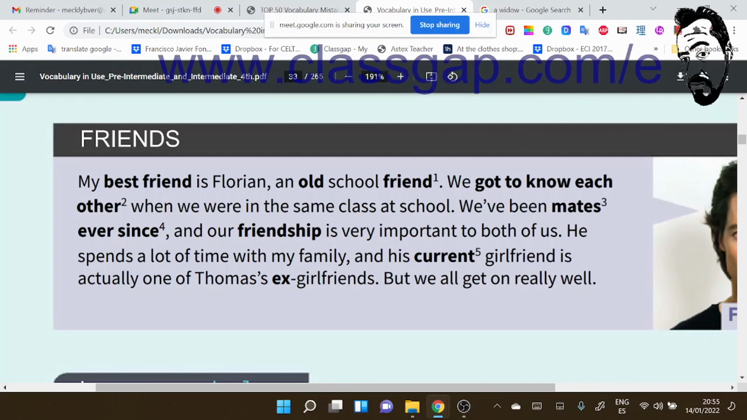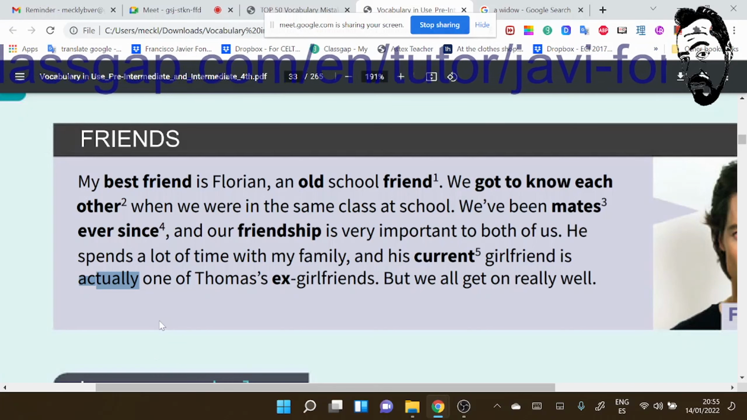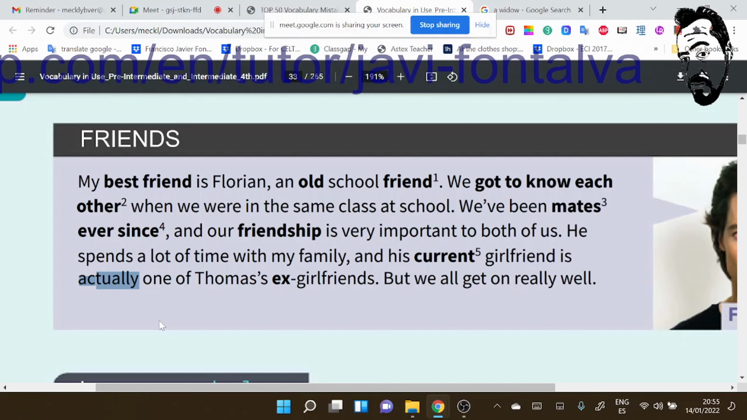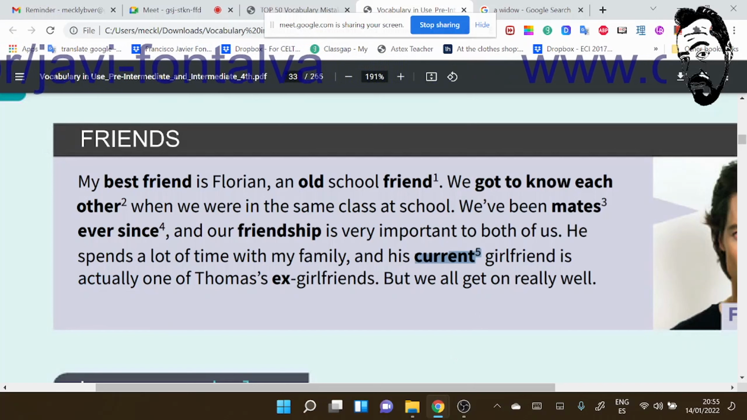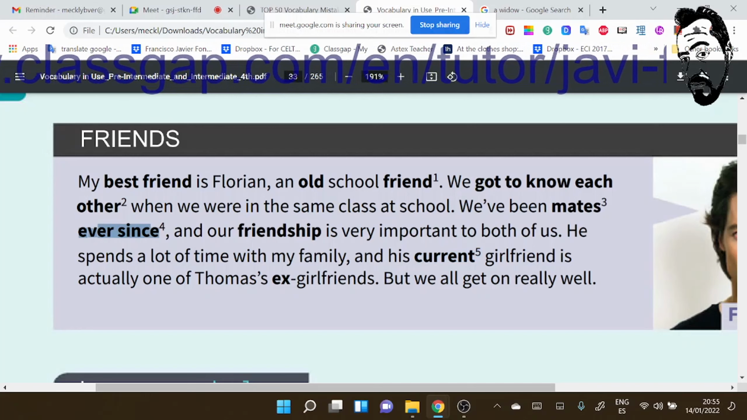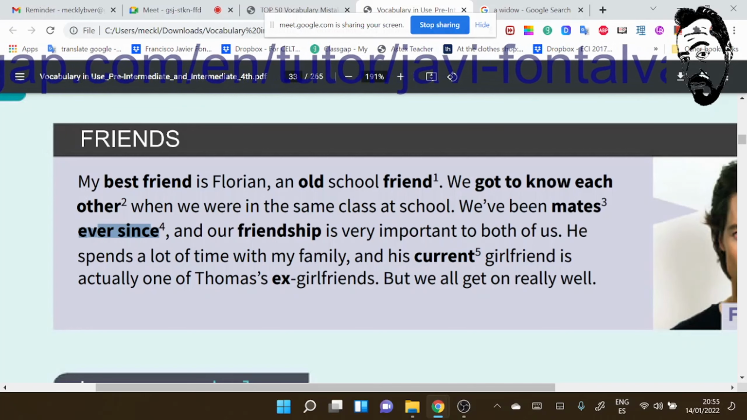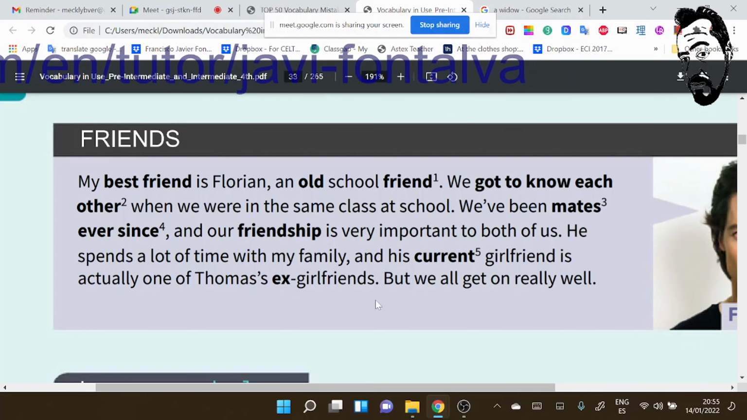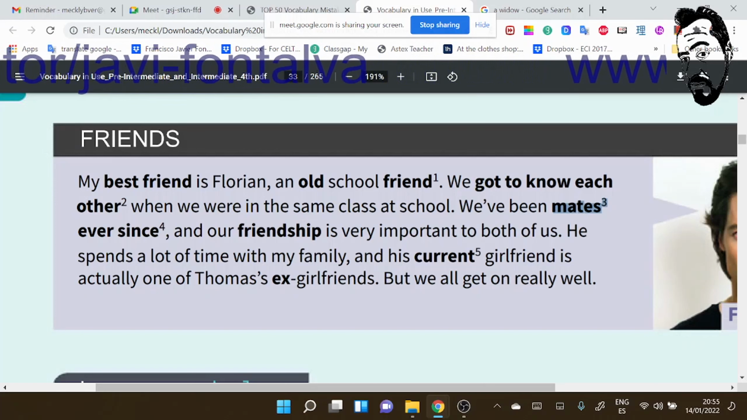Remember, actually is not actualmente. It means en realidad. And current means el de ahora. For example, his current girlfriend, su novia de ahora. Ever since means desde entonces. Mates is like friends. That's about it. I think this one was very easy.